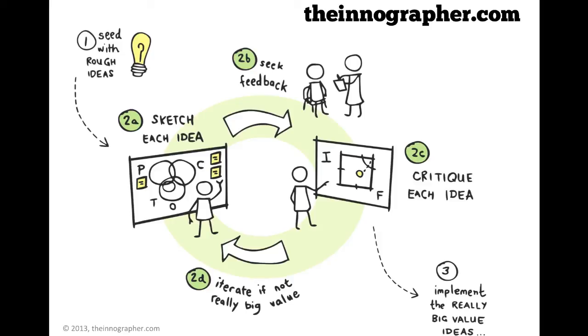Over here in the top left, with the number 1 there, you seed it with rough ideas or hunches. Then you go through this cycle, and I'll just use the cursor here to show you. You sketch the idea using the really big idea sketch pad. You seek feedback on the critique pad. You keep going until you hit the top right corner and your idea gets to be up here. And then when it does, you've got one of those big impact ideas you're looking for, and you can come out of the cycle and implement those really big value ideas.